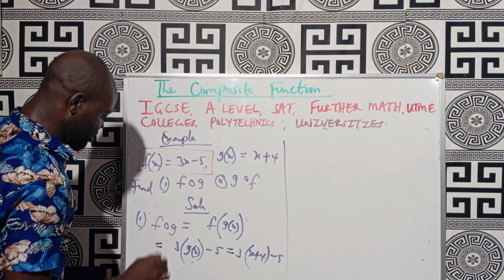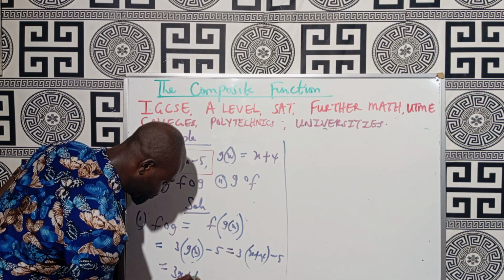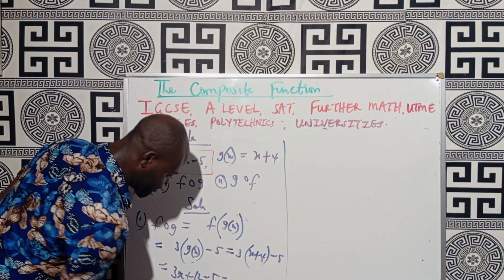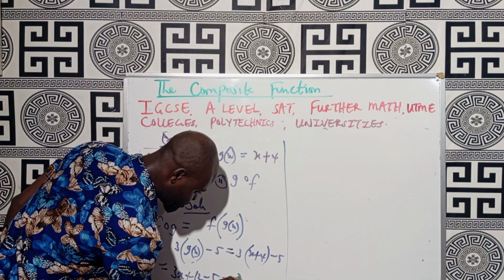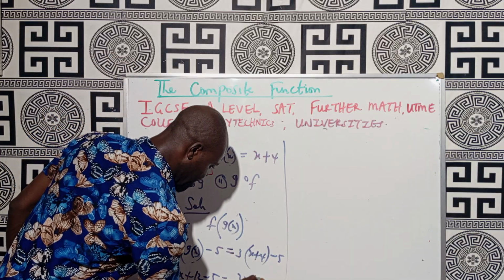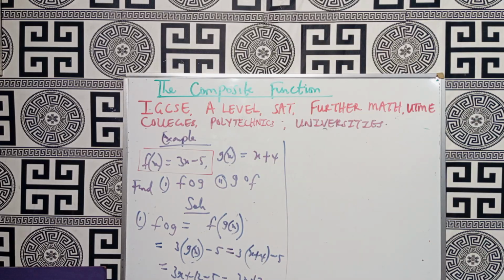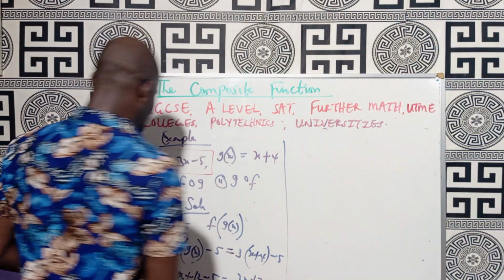3 times x is what? We have 3x plus 3 times 4 is 12, then minus 5. So that's 3x. What is plus 12 minus 5? That's plus 7. Understood? So that's for that. That's my f of g.